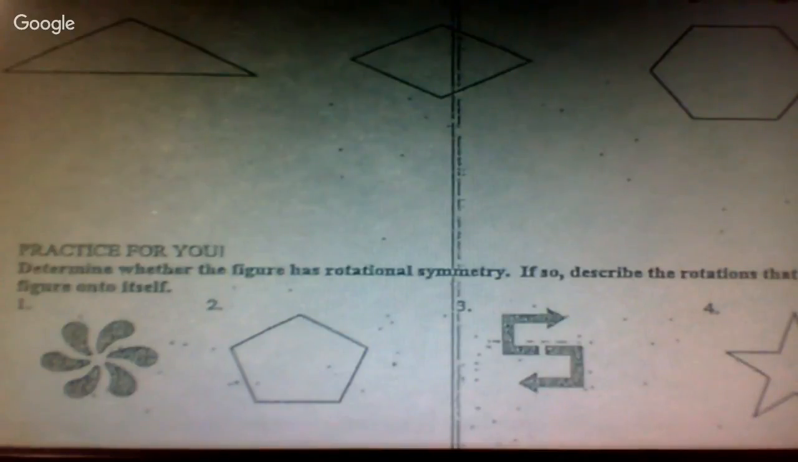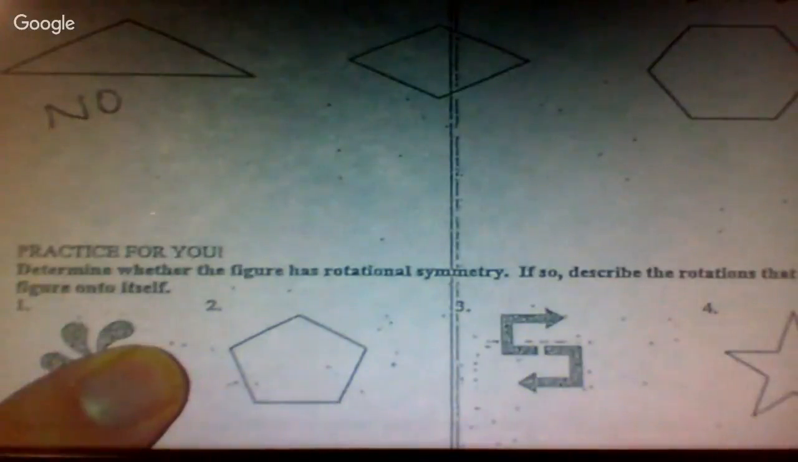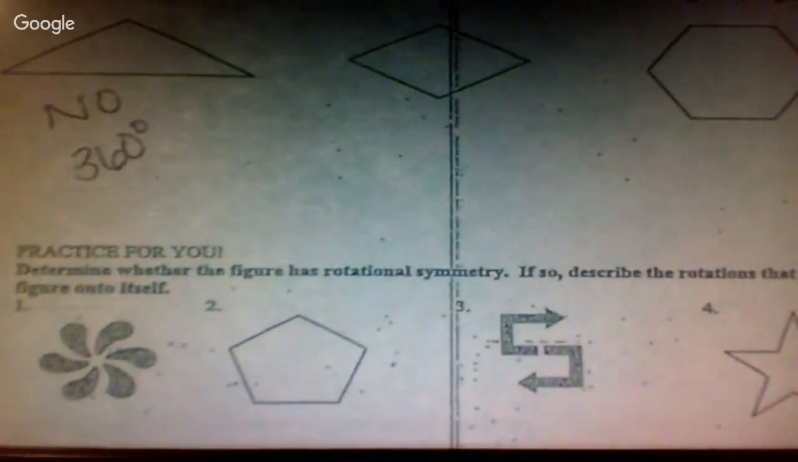So, take a look at this first triangle here, this isosceles triangle. Is there a way that I can flip it for it to land on itself? How far do I have to go? 360. The whole 360 degrees. Well, in order for it to have rotational symmetry, it has to be 180 or less. So this is a no. There is no rotational symmetry because it has to go 360 degrees.